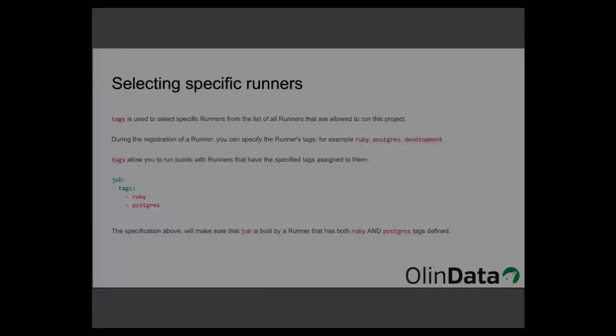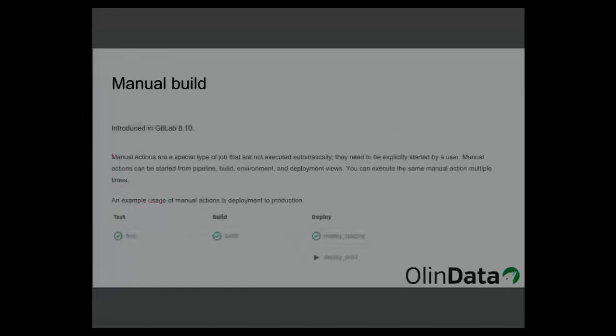Manual builds, a small but very important introduction that makes for a nice finish. So manual builds are very simple, but they will create this little play button here, and the only way to run this job is by clicking that button. This can be very useful for this kind of setup where you want to test and build and deploy to staging. You don't care as long as the previous jobs all complete successfully, then let's go and deploy to staging.